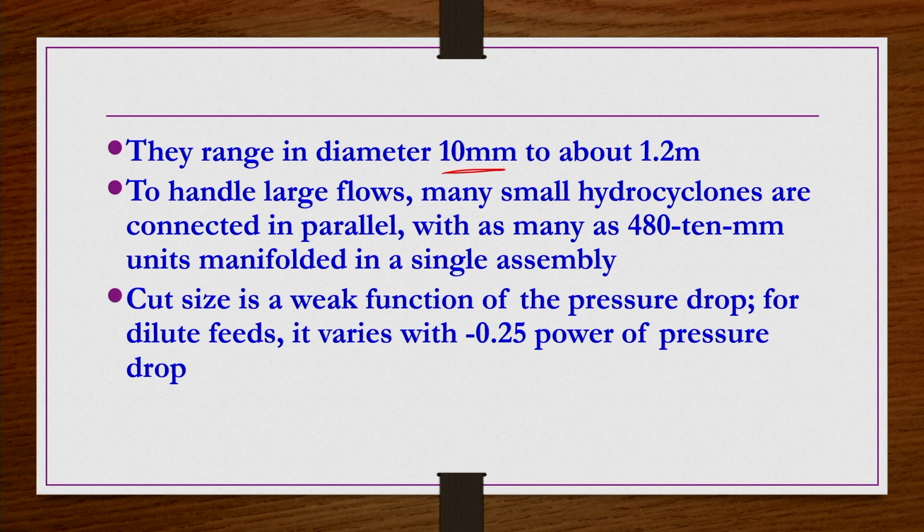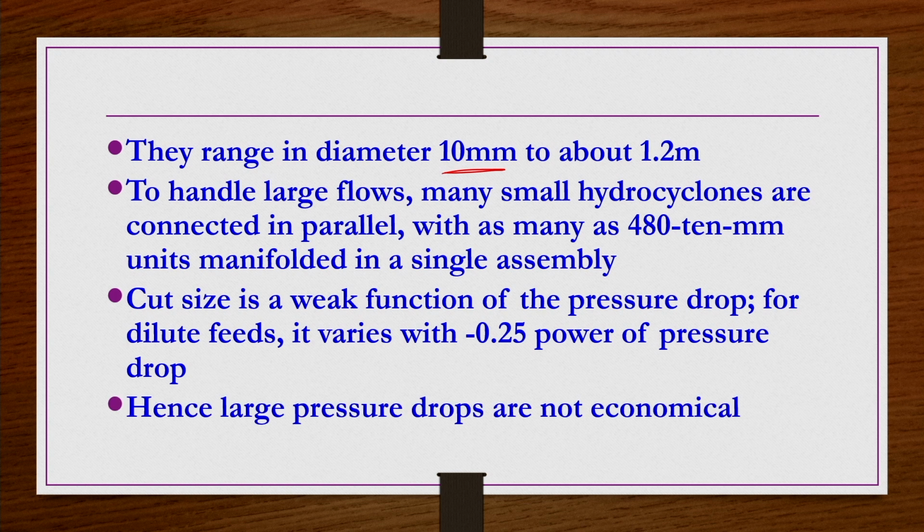Cut size is a weak function of the pressure drop. For dilute feeds, it varies with the minus 0.25 power of the pressure drop. Hence, large pressure drops are not economical in general for hydrocyclones. This is about a few basic details about hydrocyclones.